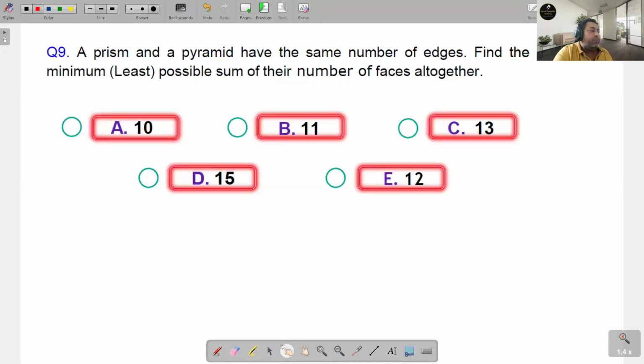Question 9. A prism and a pyramid have the same number of edges. Find the minimum possible sum of their number of faces together. So there is a prism and there is a pyramid, and their number of edges are the same. Edges are where two faces meet, basically. Any two faces meet, that line is called an edge.